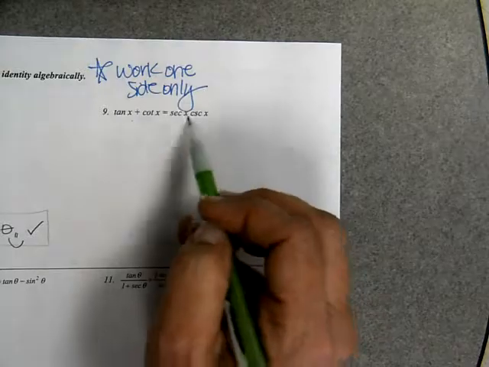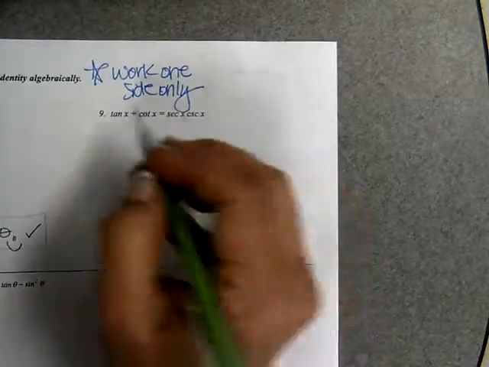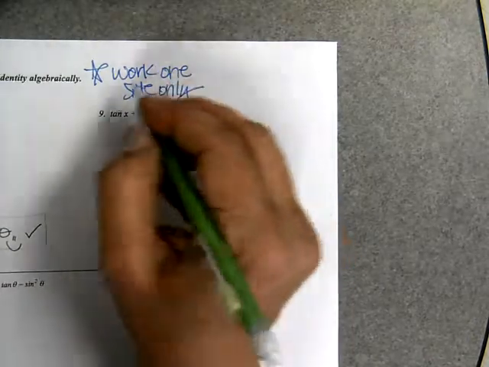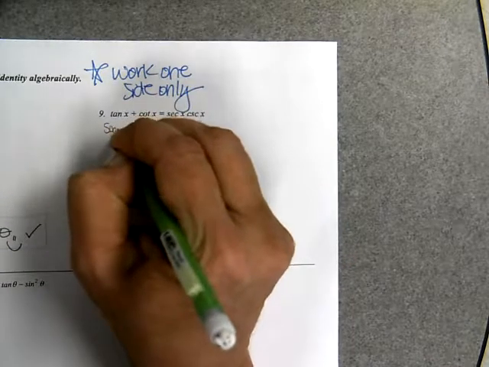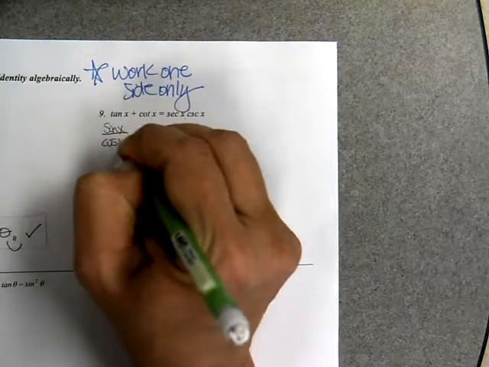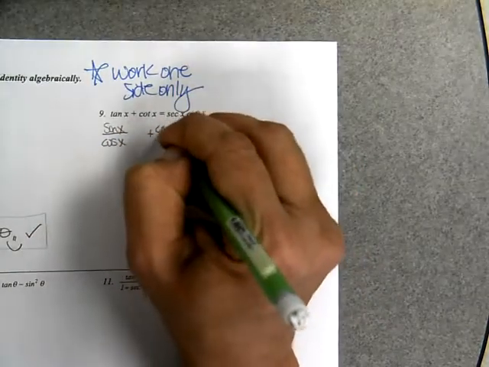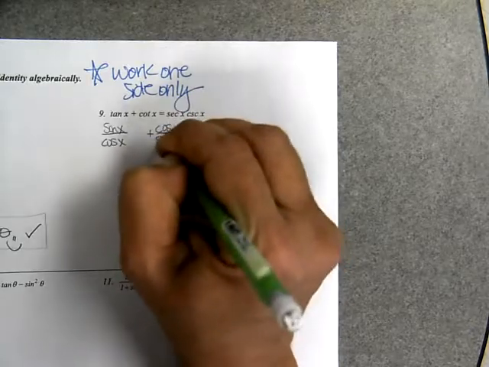Okay, we'll try number 9. Usually addition is more complicated than multiplication, so let's try to use maybe that same thing that we just did here. We could rewrite in terms of sine and cosine. So tangent x is sine of x over cosine x, and cotangent x is cosine of x over sine of x.